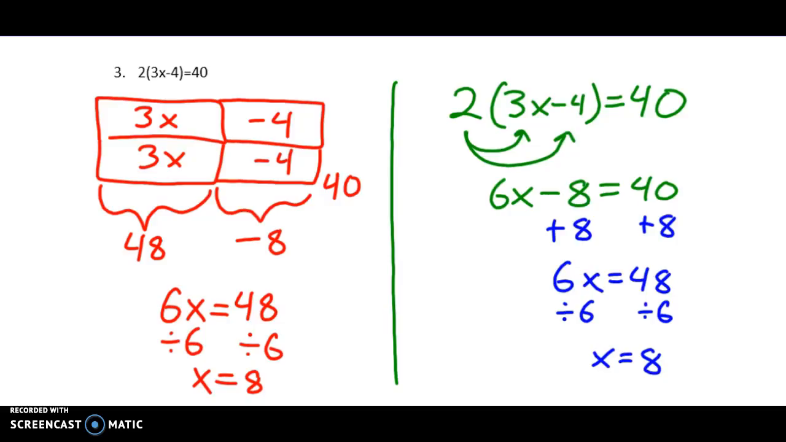In order to get rid of subtract 8, I need to do the opposite of that. I need to add 8 to both sides. If 6x minus 8 equals 40, then 6x minus 8 plus 8 is equal to 40 plus 8. I have to divide both sides by 6 at the last step, which will give me x equals 8, just like we would have expected from the tape diagram.